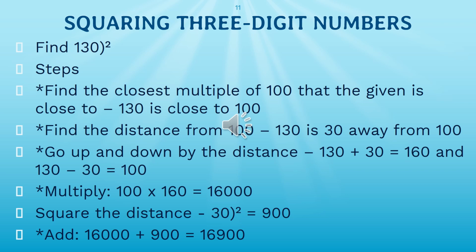Now the new pair of factors is 160 and 100. Multiplying 100 and 160 will give us a product of 16,000. Next is to square the distance. The distance is 30. 30 squared is 900. Adding 900 to 16,000 is quite easy because these numbers end in 0. So 16,000 plus 900 is equal to 16,900.